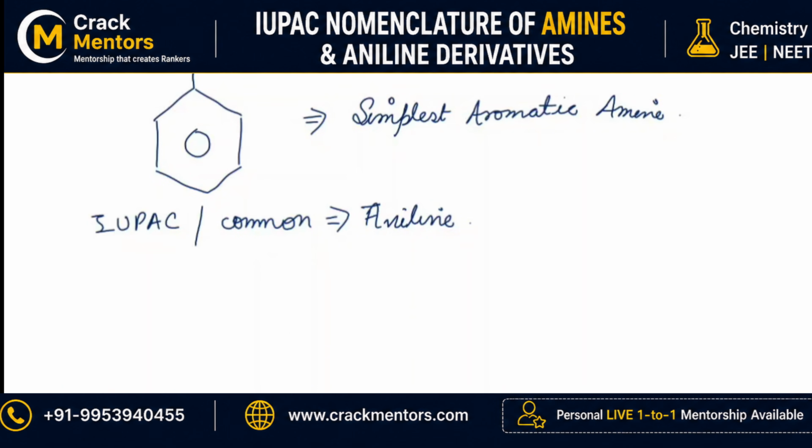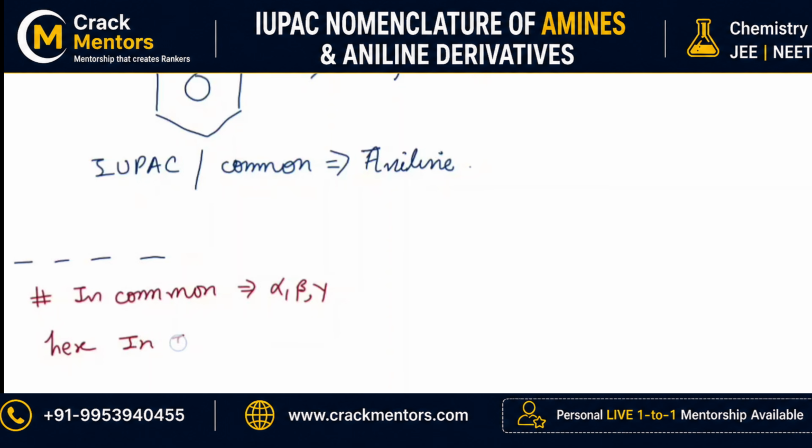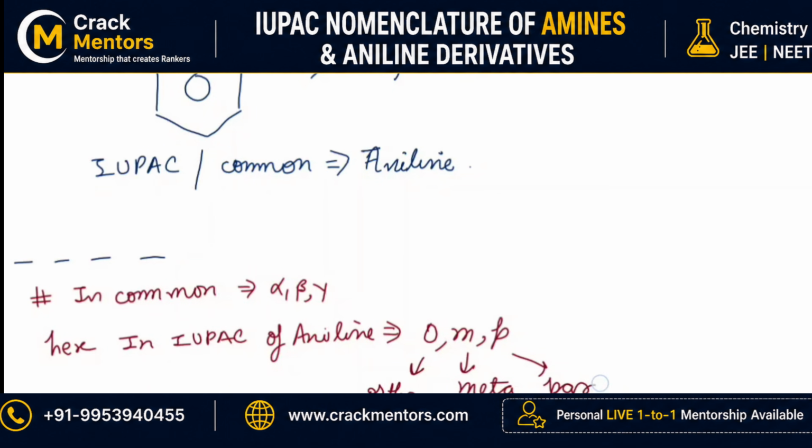Now, as we know that in common naming, what we do is alpha, beta, gamma, right? Here, in IUPAC naming of aniline, we can write the substituent with ortho, meta and para. O is your ortho, M is your meta and P is your para. And understanding this terminology is ultra important for you.